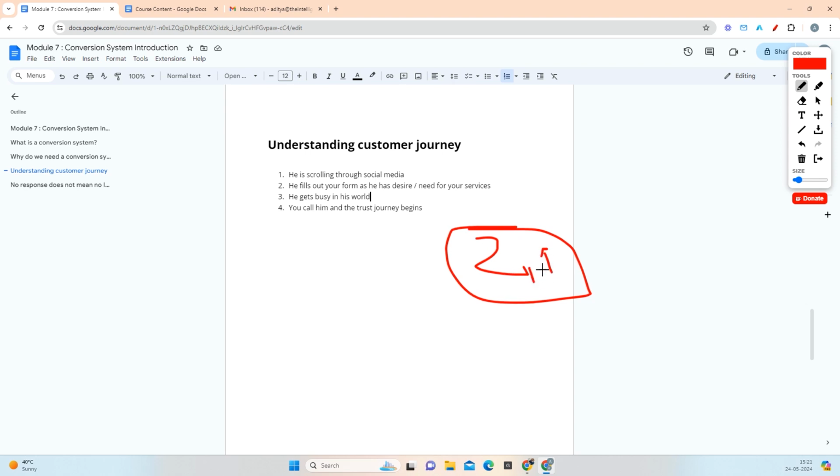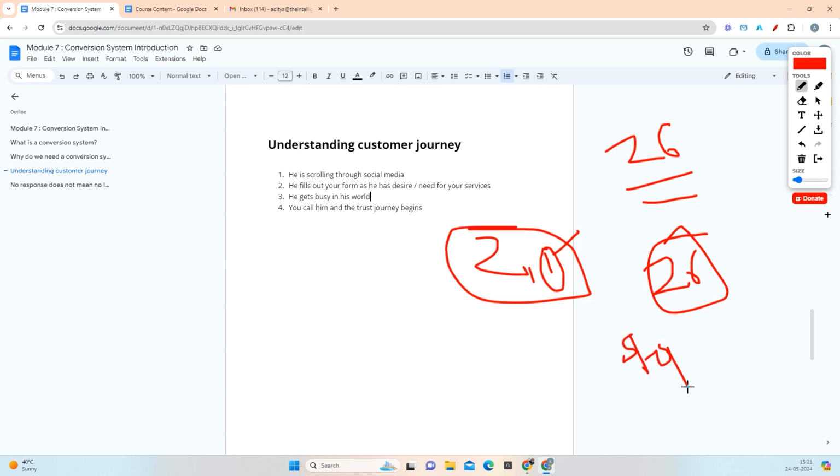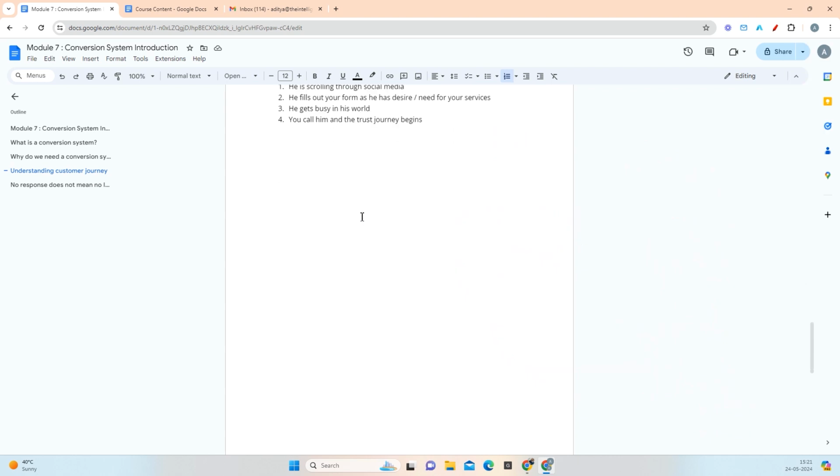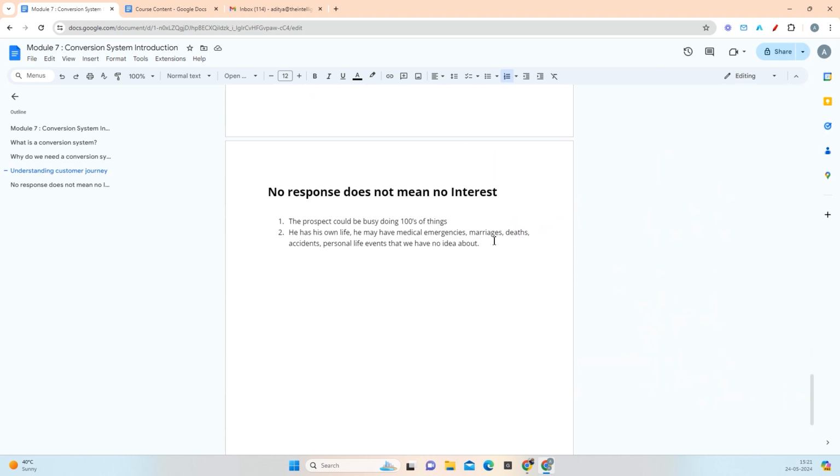Or let's say you called him for the first time and he told you, hey, let's do the site visit on 26th, and when you called him on 26th, he maybe stopped picking your calls, right? Or he did not come in for the site visit. Now there are multiple things that could take place. So this brings me to my final pointer about the conversion journey: no response does not mean no interest.